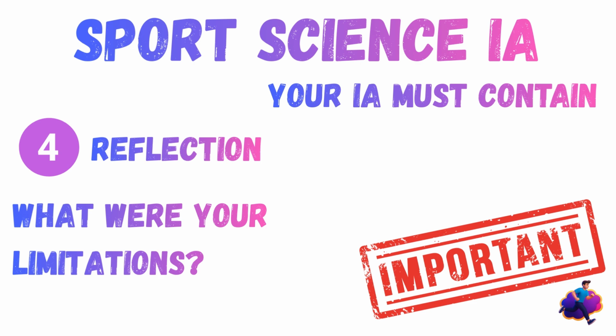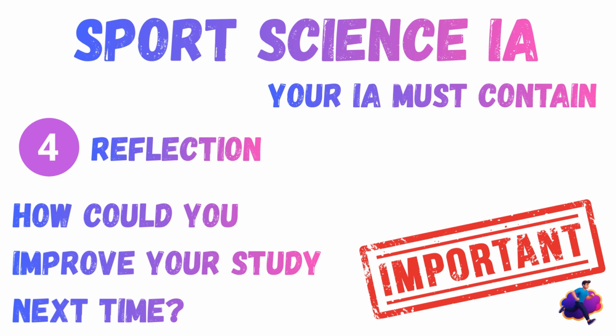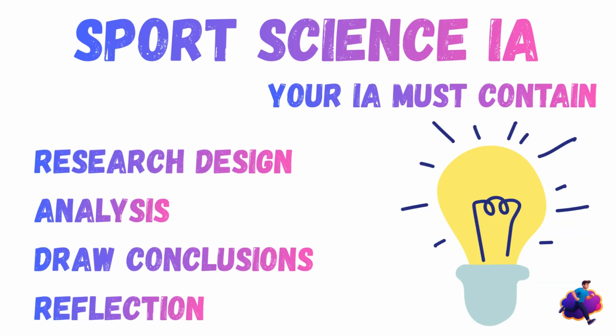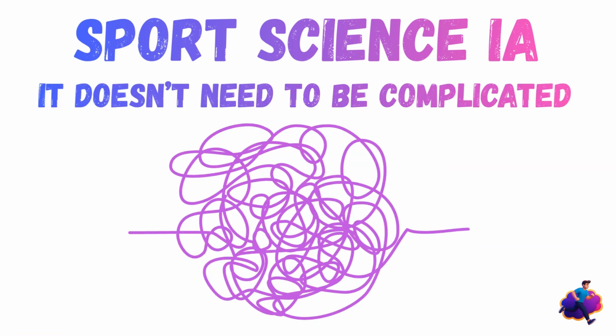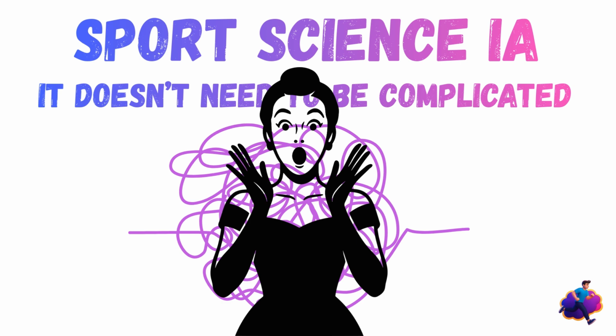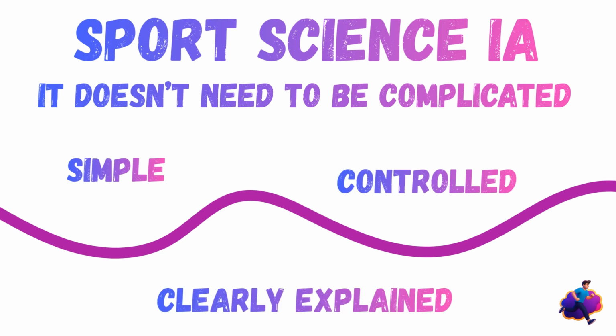What limited your investigation? How confident can you be in your conclusion? And how could the study be improved or extended? Think of these 4 sections as a logical journey rather than separate individual tasks. Each one should build on the last. Students often imagine that a good IA has to be complicated or dramatic, but it doesn't. In fact, the best investigations are usually simple, controlled, and clearly explained.